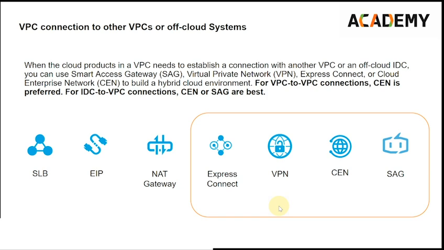Express Connect helps services communicate over a dedicated leased line. If you want to connect your office with Alibaba Cloud with dedicated fiber, you can use Express Connect. We have the VPN option.